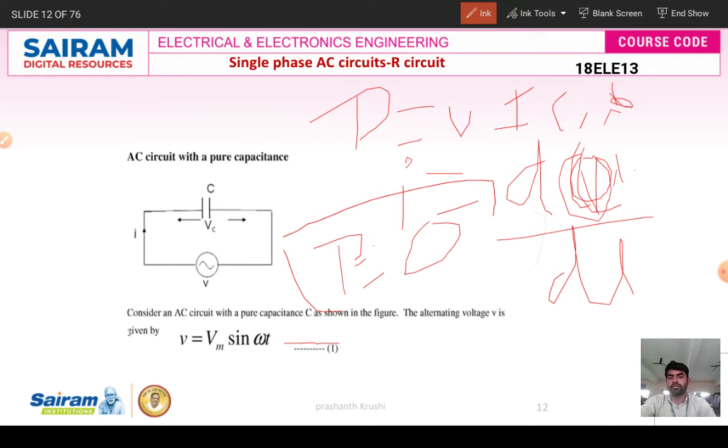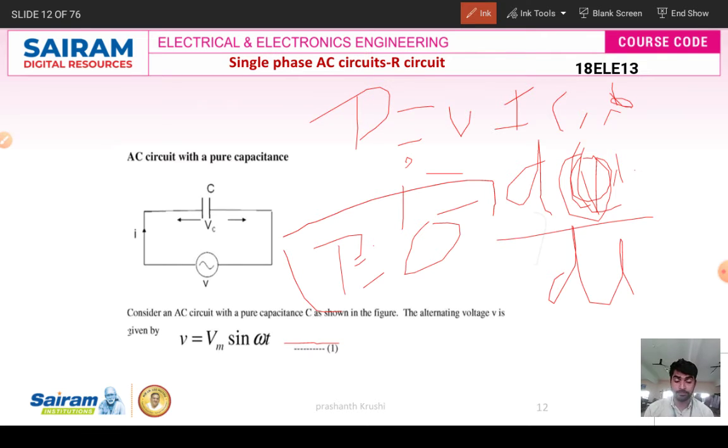Again, I can explain this circuit diagram: a capacitance connected across an AC supply, that is v is equal to Vm sin omega t. Due to the voltage, current will flow through the capacitor. Voltage across the capacitor is Vc, that is Vc is equal to I into Xc, where Xc is equal to 1 by 2 pi f C, because an imaginary part will be there, since we don't know exactly how energy is stored in the form of an electric field in the capacitor.